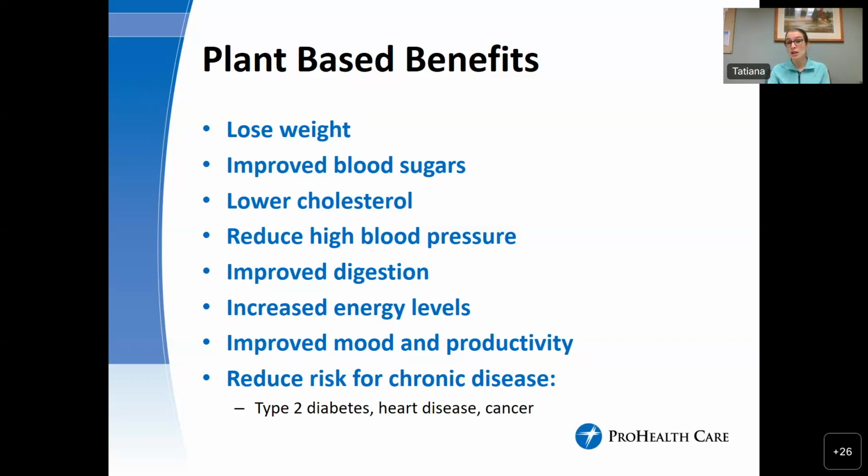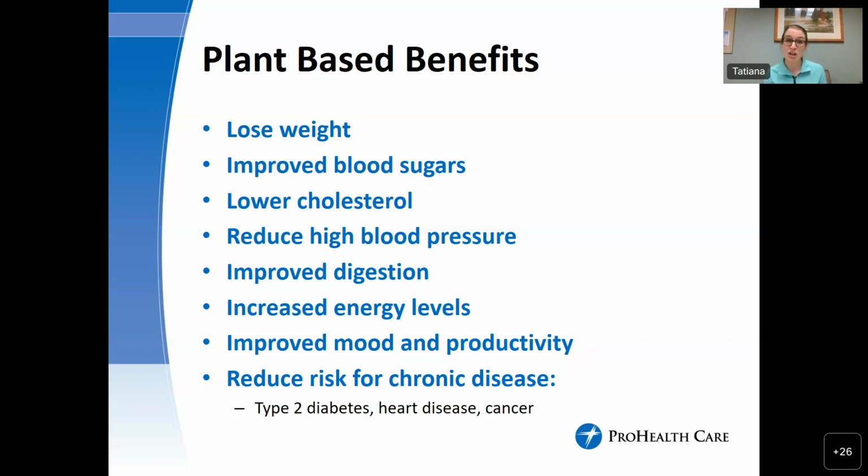We see a reduction in high blood pressure because, as we know, 70% of the sodium that we consume in our diet comes from processed and packaged foods. So a whole food plant-based eating pattern really requires us to get back in the kitchen. We're doing a lot more cooking, or we're eating a lot more raw or minimally processed foods that won't have that added sodium or salt content.